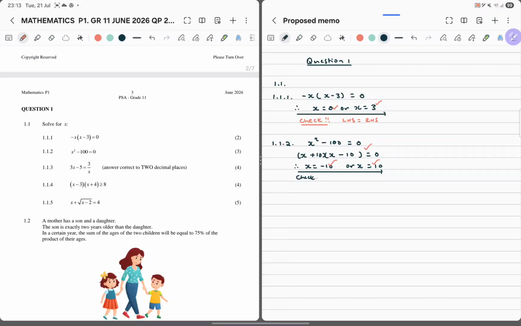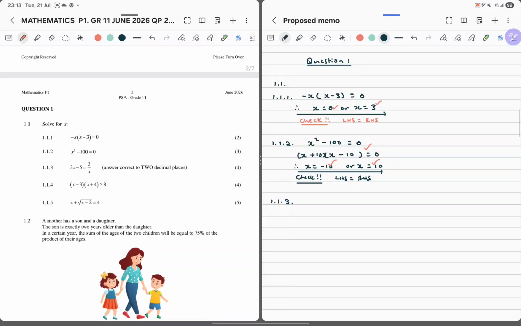As I said, don't be fooled by how everything looks so nice and easy. It's so easy to make a mistake here. Please always run a check. Check whether the left hand side is equal to the right hand side. If we put minus 10 squared, that is 100. 100 minus 100 is a 0. So the left hand side is equal to the right hand side. Same here. If we put a 10, still the same result. So these solutions are good.